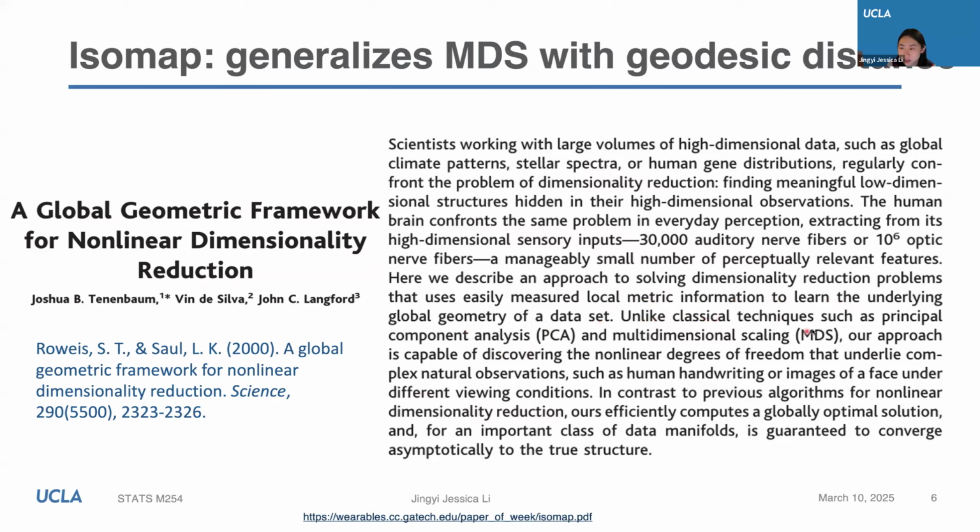Unlike classical techniques such as PCA and MDS, our approach is capable of discovering the nonlinear degrees of freedom that underlie complex natural observations, such as human handwriting or images of a face under different viewing conditions. In contrast to previous algorithms for nonlinear dimensionality reduction, ours efficiently computes a globally optimal solution, and for an important class of data manifolds, is guaranteed to converge asymptotically to the true structure.